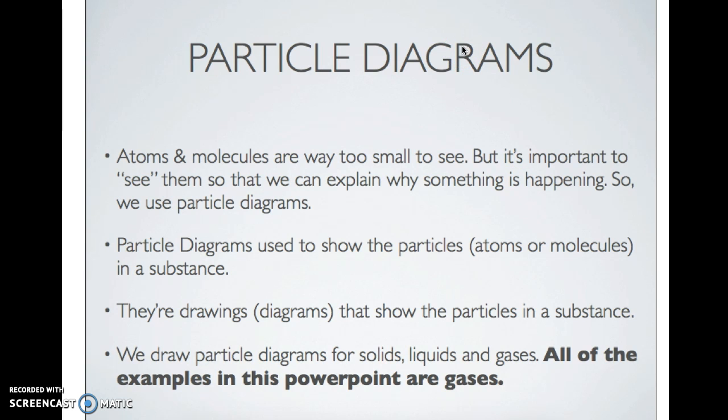It is very difficult to see an atom because they're so tiny and so small. Because we cannot see them, we need to develop some way to visualize or see them, in quotes, so we can explain what's happening and why it's happening. That's what particle diagrams are used for. A particle diagram shows the particles, which are atoms or molecules, in a substance, and these are usually depicted as little dots or circles.